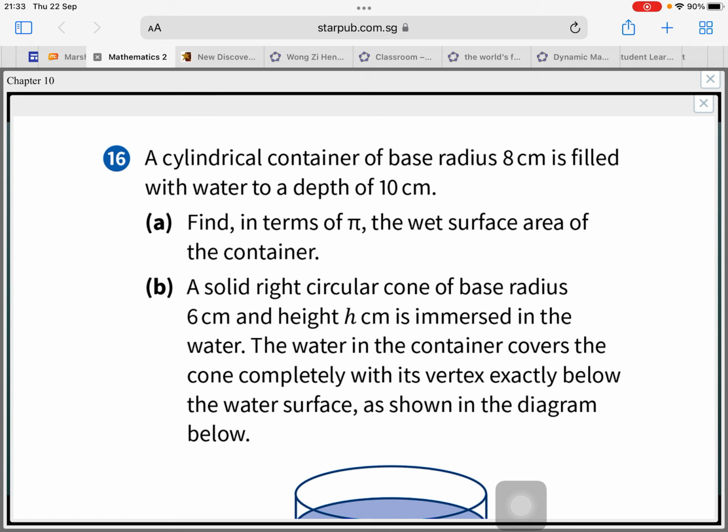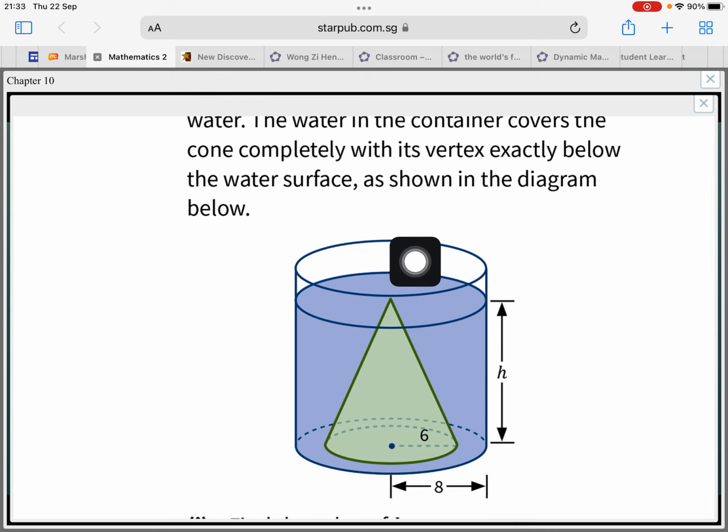A cylindrical container of base radius 8 cm is filled with water to a depth of 10 cm. So over here, this is a cylinder, 8 cm, filled all the way up to 10 cm. Find in terms of pi the wet surface area of the container. So wet surface area of this container will just be the surroundings at the side and also the base. In the story, the cone is not in yet, so you can ignore the cone. So it will just be the curved surface at the side plus the base.